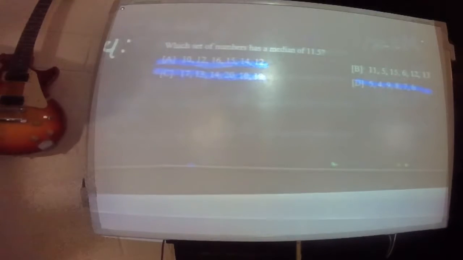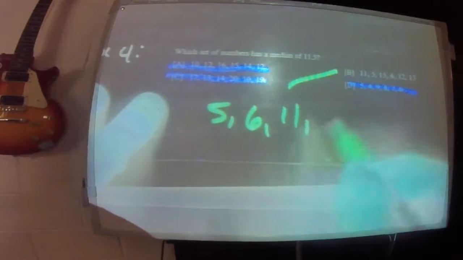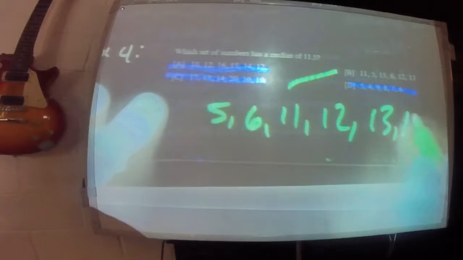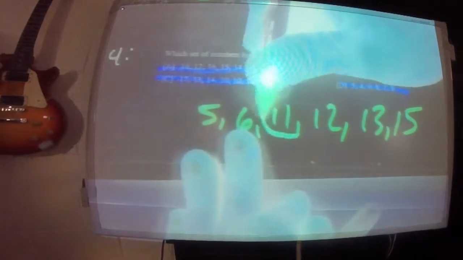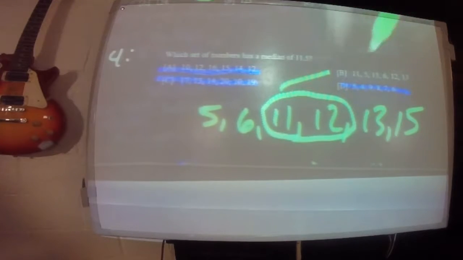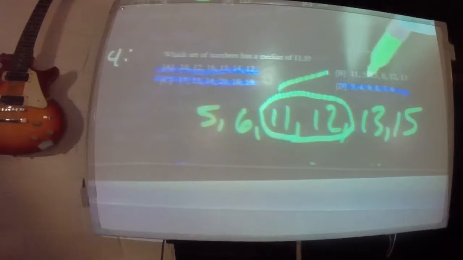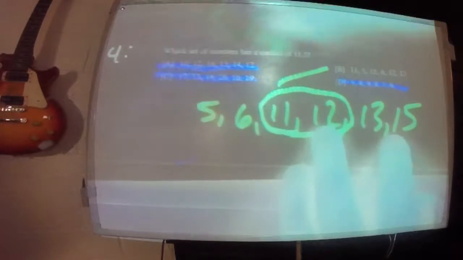But let's just make sure. Sometimes you'll get it down to 2, and you just need to put them in order and make sure. Tell me B's numbers in order. 5, 6, 11, 12, 13, 15. All right. What are our middle two numbers? 11 and 12. So it's got to be 11.5. This one works out to where you can eliminate and see that. Sometimes you can eliminate 1 or 2, and you'll have to put them in order and check.